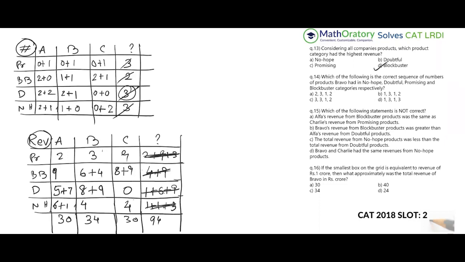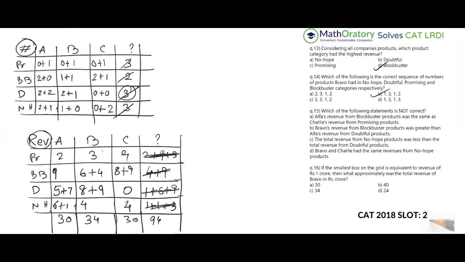Question 14 says, which of the following is the correct sequence of number of products Bravo had? Okay, Bravo is what we are looking for in this column. No hope, doubtful, promising, and blockbuster. Great, so the order has been changed. So no hope, doubtful, promising, and blockbuster, something like this. So that would be 1, 3, 1, 2. So 1, 3, 1, 2 is the sequence that we are looking for, and that is option B. So that is it for this question.